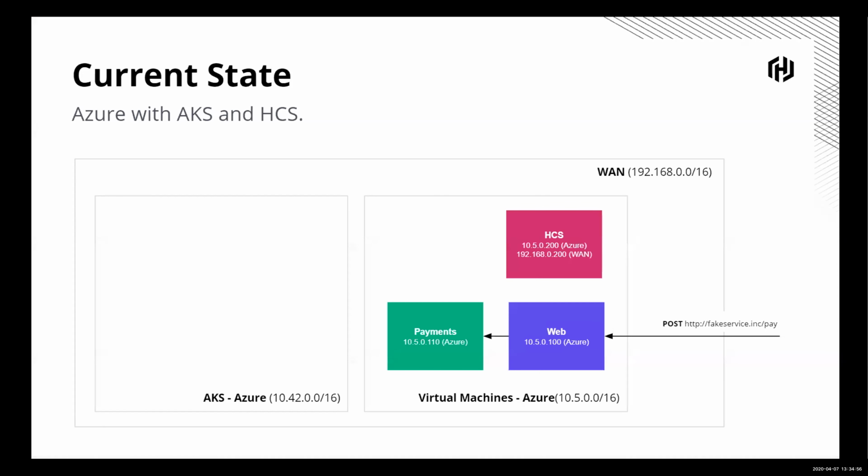So we're starting off with this situation where we have our virtual machines running our monolithic application. We have a payment service, which is the big monolithic application, which is fronted by a proxy we call web. And there's the AKS cluster and there's HCS, but they're unused for now. And the proxy is actually statically configured to route traffic to the IP of the payment service. So this is a quite fragile setup.